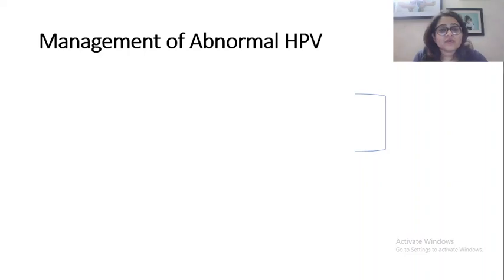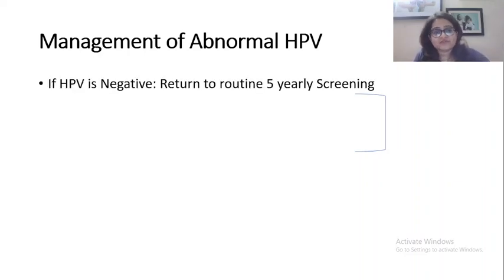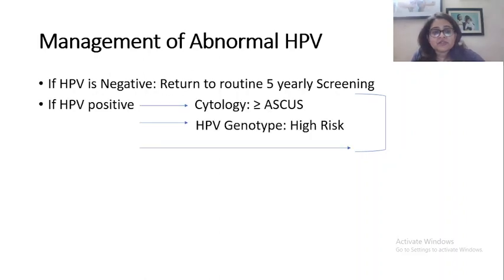Now, what do you do if you get an abnormal HPV? As I said, HPV can be positive or negative. So, if the HPV is negative, nothing needs to be done. So, return to routine 5-yearly screening. But if the HPV is positive, that means then three things you could do.